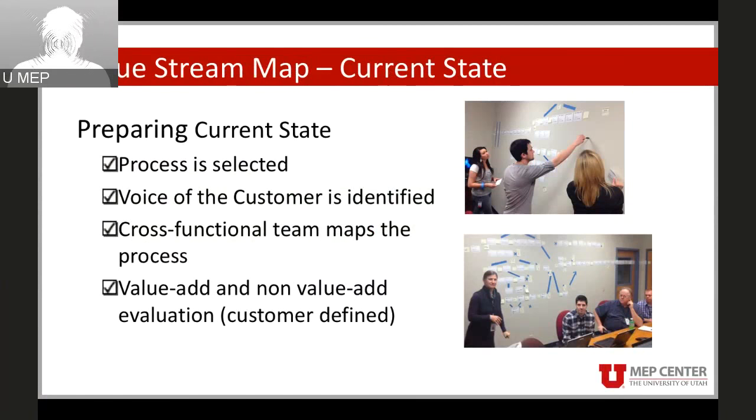So when we look at preparing the current state and getting it up, a lot of times on the walls of a conference room, we want to make sure we've selected that process. We've already identified the voice of the customer. That cross-functional team has then been assembled and begins to map out the process, each step that's involved.